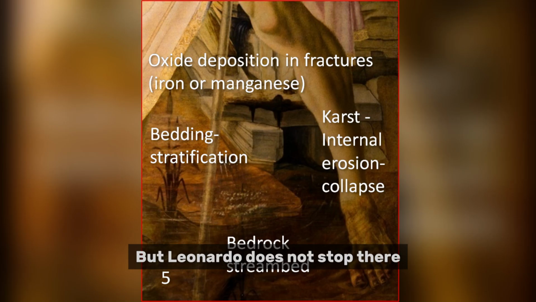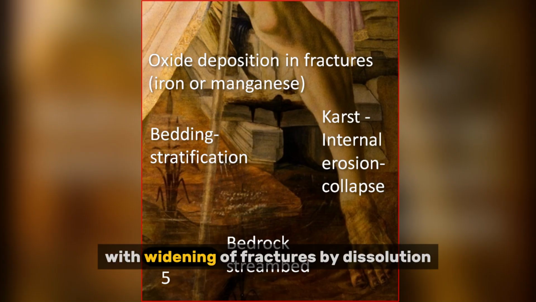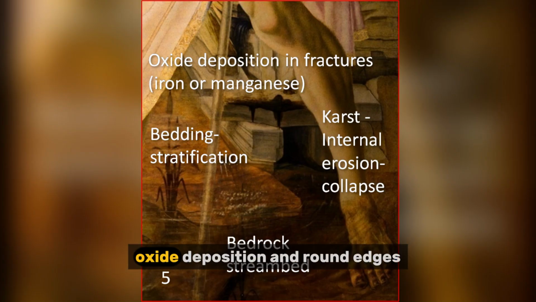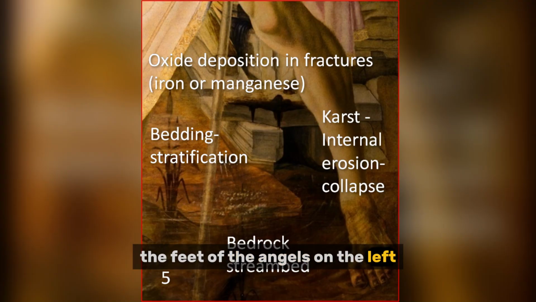But Leonardo does not stop there. He depicts internal erosion in the bedrock, with widening of fractures by dissolution, oxide deposition, and round edges around the fractures. Then he depicts a stable bedrock on the stream where the main figures stand, with a transition from bedrock to soil and sediment beneath the feet of the angels on the left.